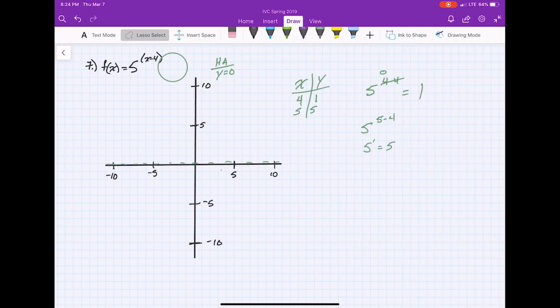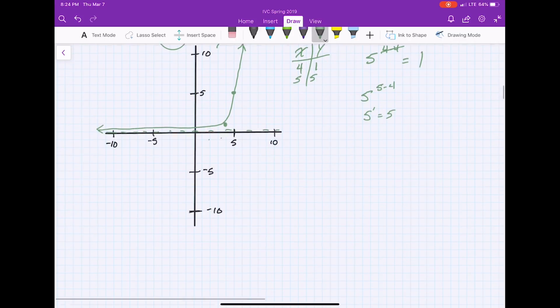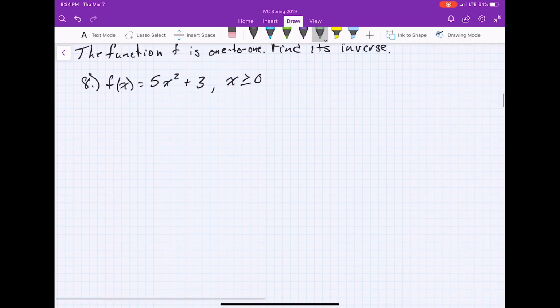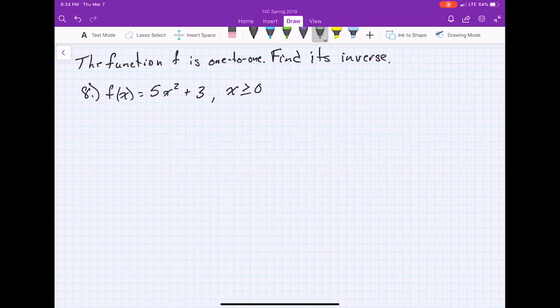Okay, that's a little better. So now we can represent our (4, 1), which is right there. And then we've got (5, 5) here. So we can see that this is going to be a pretty steep and dramatic curve here. But there you go. There is number 7 graphed. The domain is negative infinity to infinity, and the range would be 0, not included, to infinity.